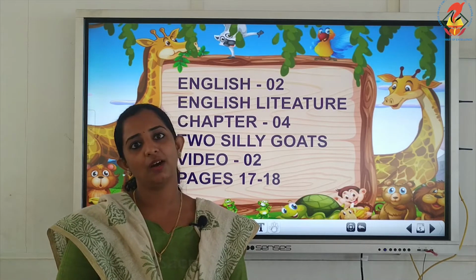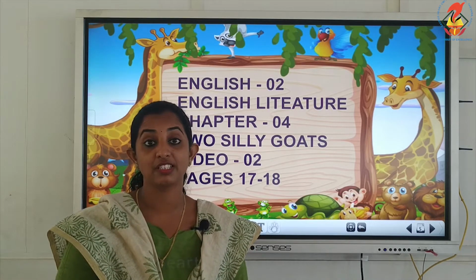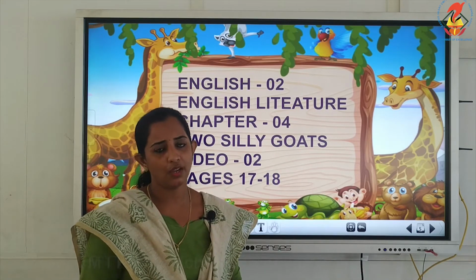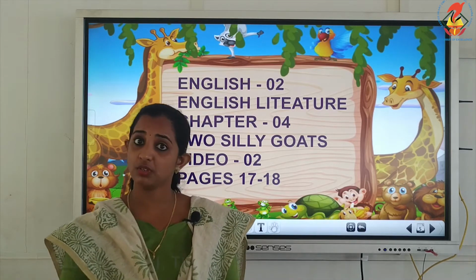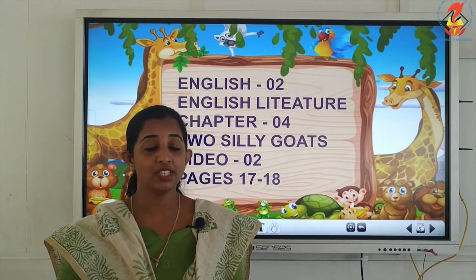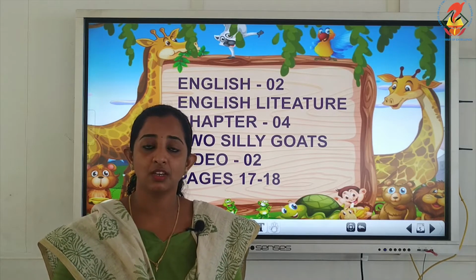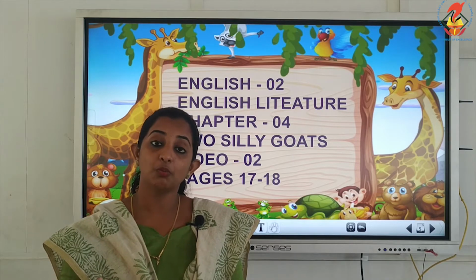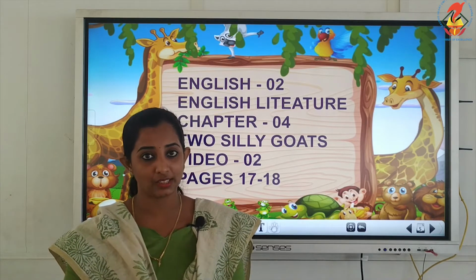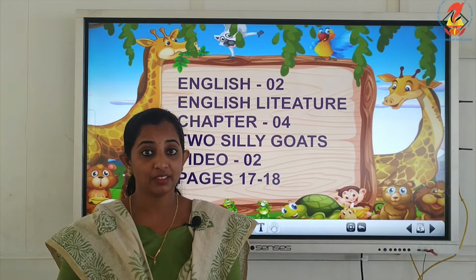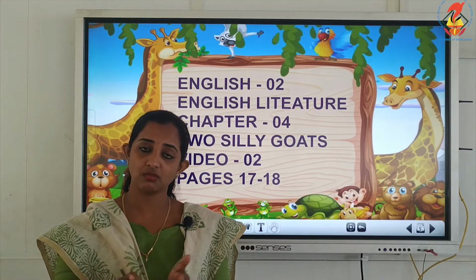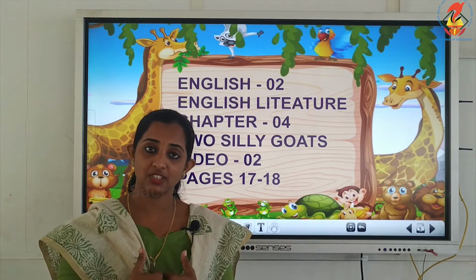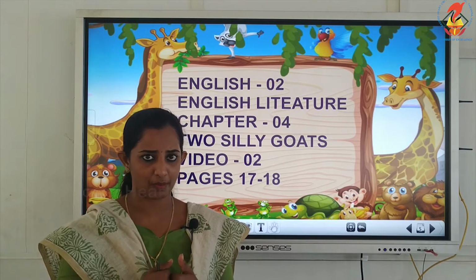Today we are back with the second video of your English Literature chapter 4, Two Silly Goats. I hope you remember the lesson. What was the chapter about? The chapter dealt with two silly goats who were proud of themselves, who were selfish and couldn't give way for the other goat. So what happened? The two goats were attacking each other and died, isn't it? I hope you remember the chapter.